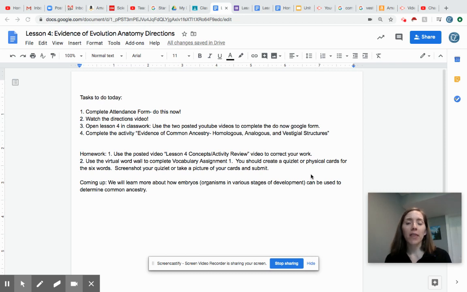Today we are on lesson four, which is where we're going to start looking at evidence for evolution. Today we're going to be looking at how we can use the anatomy of living and once living things to determine whether organisms have a common ancestor or just to determine if evolution has occurred. You're going to start by completing the attendance form and then reading and watching these directions on the video.